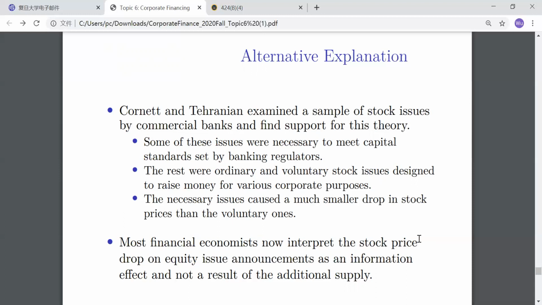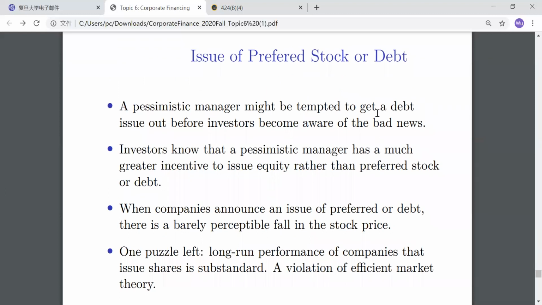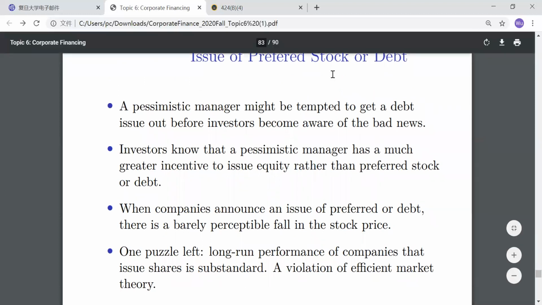So raise financing from the overpriced issue, right? Most financial economists will interpret the stock price drop on equity issuance as an information effect. This information suggests that the company is overvalued, right? That's why investors adjust their valuation downwards. And if you talk about issuance of preferred stock or debt, the markdown effect is better, but they're still marked down.